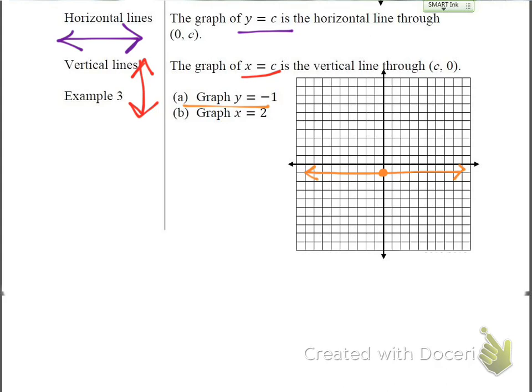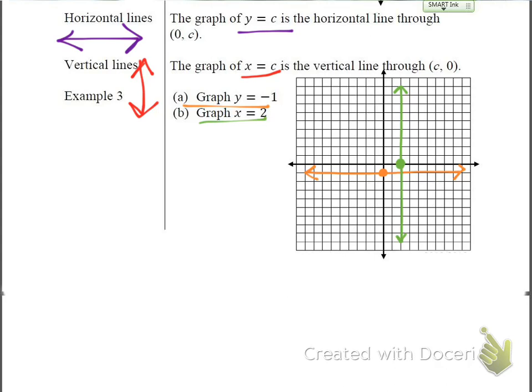Part B, I'm going to do that one in green. We want to graph x equals 2. So there's just an x here. There's no y's, meaning we're crossing the x-axis. So we're going to put a point through the x-axis at 2. And in order to cross that point, we need to draw a vertical line.